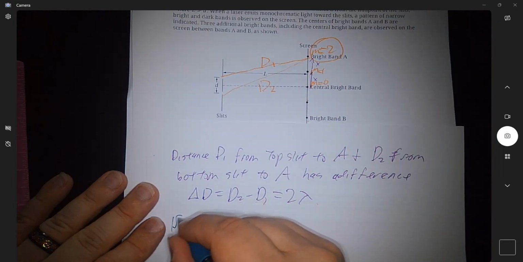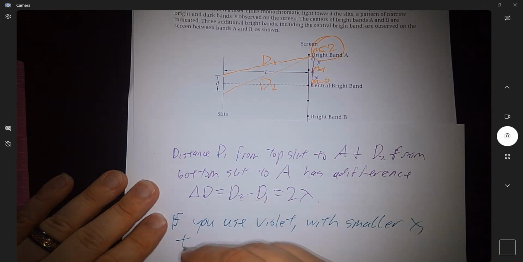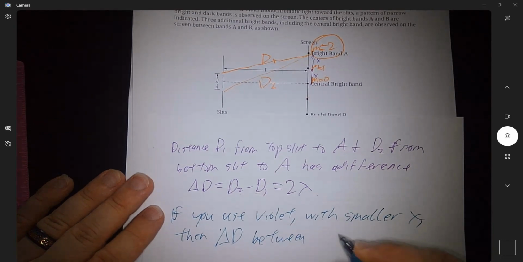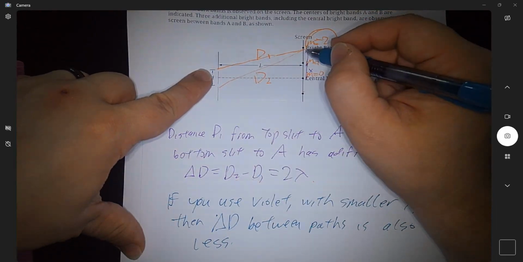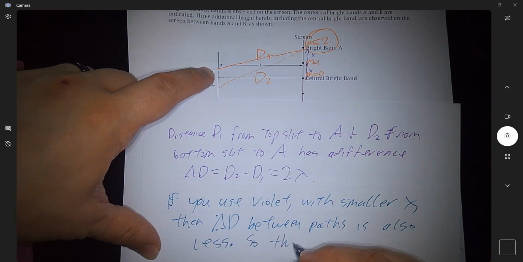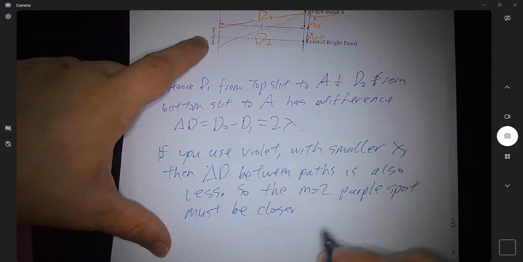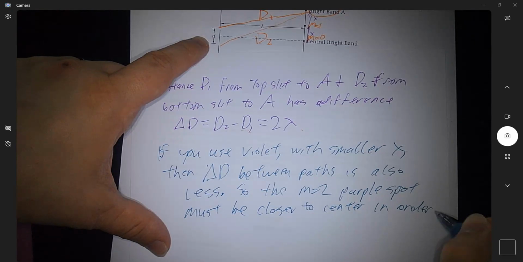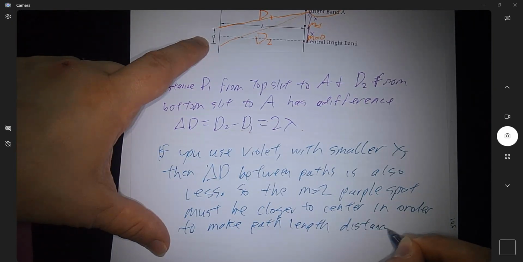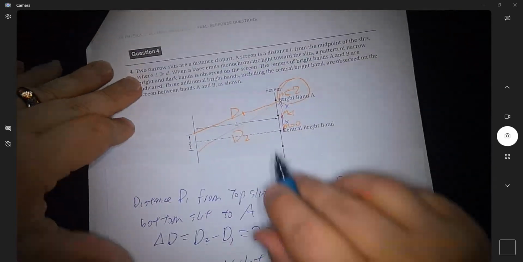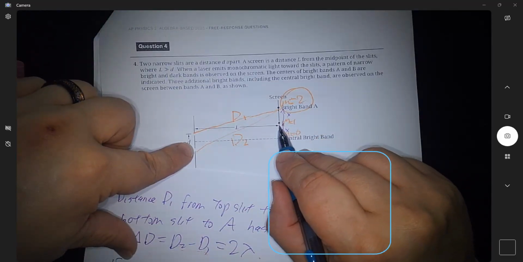Now, I'm going to say this. If you use violet with smaller wavelength, then the delta D between the paths is also less. The difference in distance is now less. So the m equals 2 purple spot must be closer to the center in order to make the path length distance delta D less. So you had to basically say that the difference between these two paths is two wavelengths, but if the wavelength is less, then this difference is going to be less, and that pushes the m equals 2 bright spot to the center.